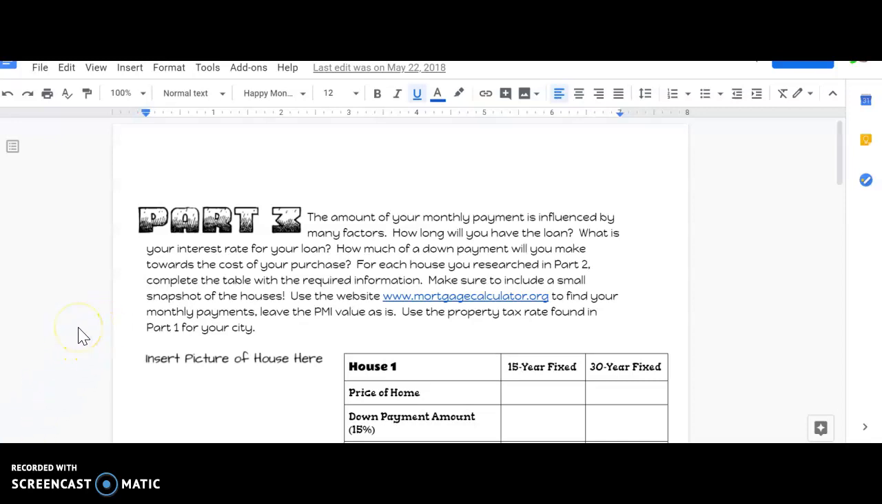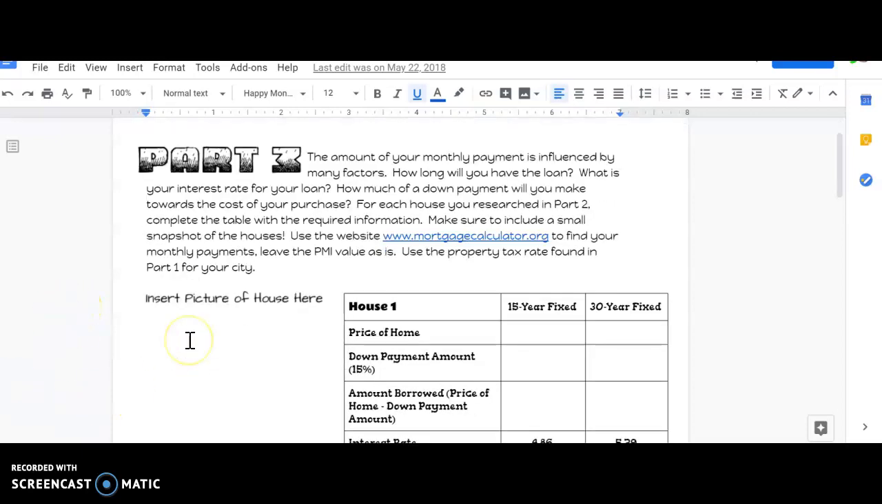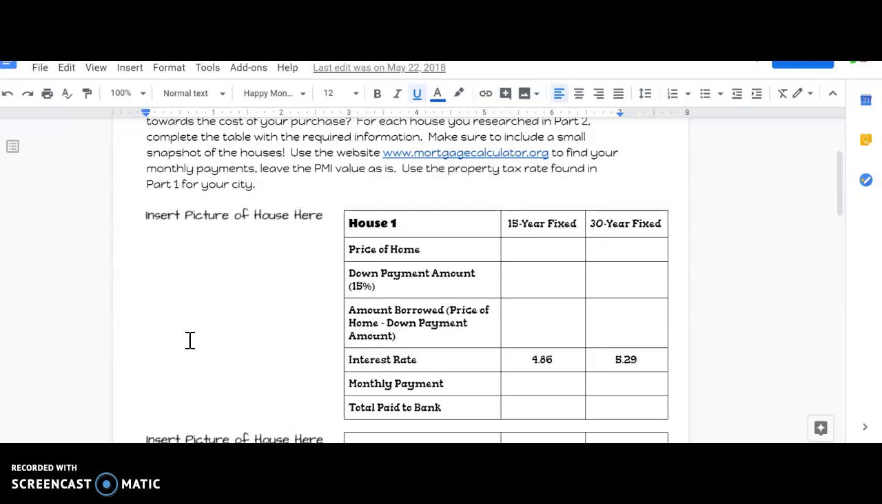For part 3 of our buying a house project, you're going to need to refer back to your part 2 where you picked out your different houses. And today we're going to look at the differences between a 15-year and a 30-year fixed rate mortgage.